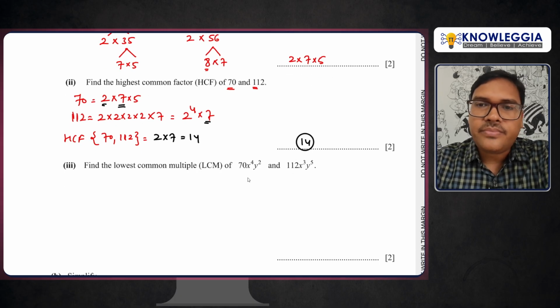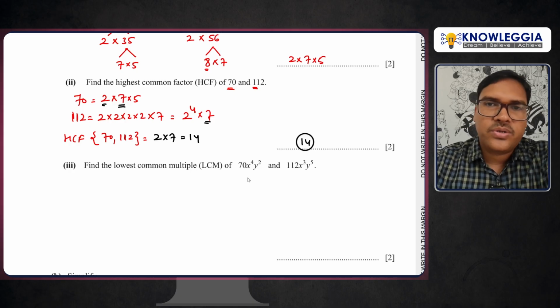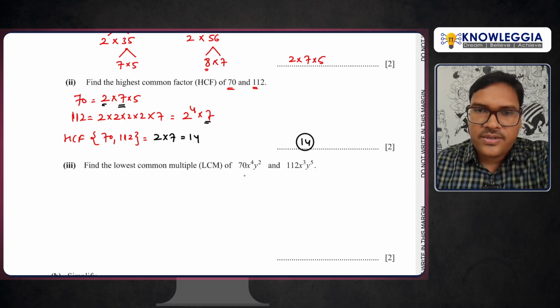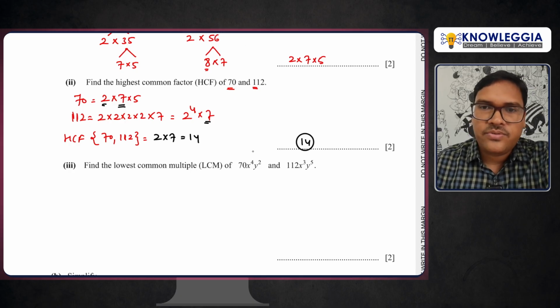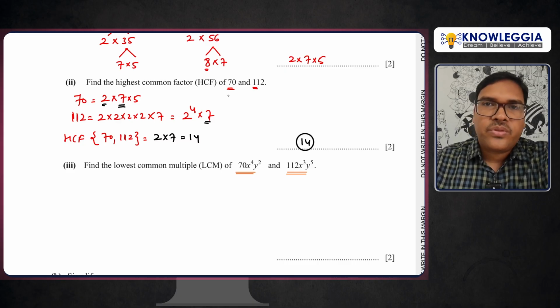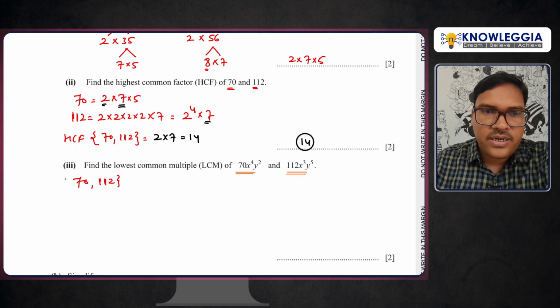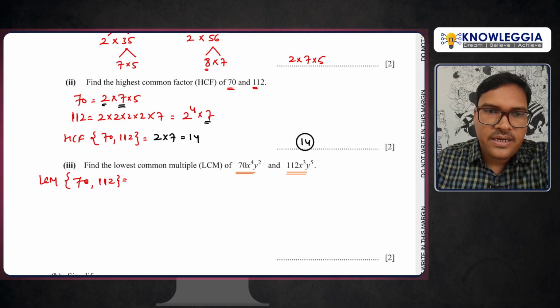Now what is LCM? That is lowest common multiple. So you have to write the LCM of 70 x raised to 4 y raised to 2 and 112 x raised to 3 y raised to 5. So for this, first we have to find the LCM of 70 and 112.